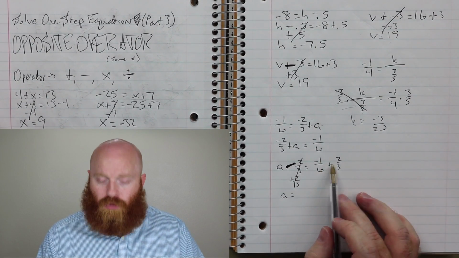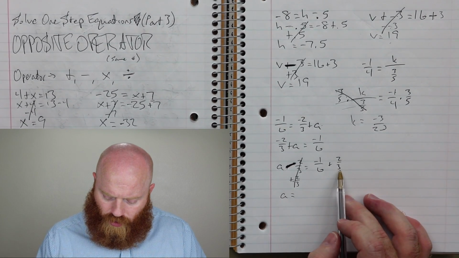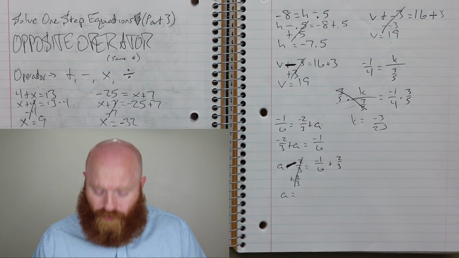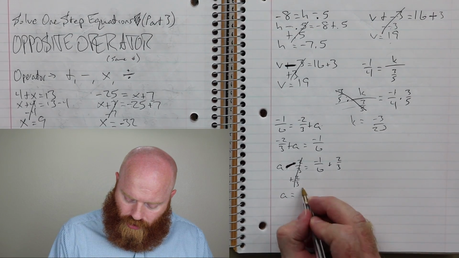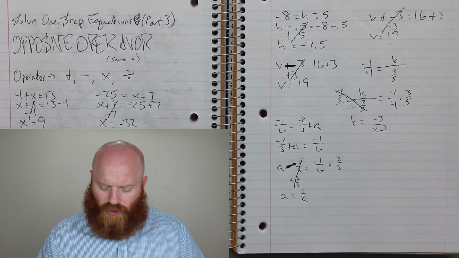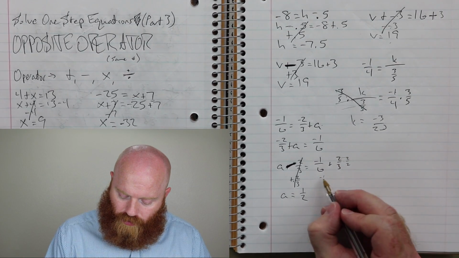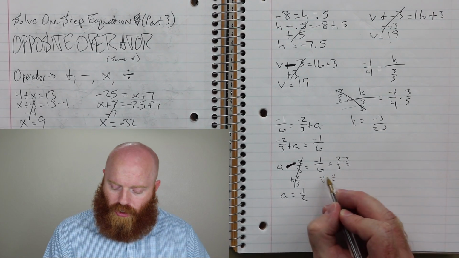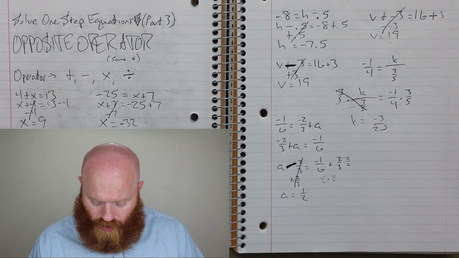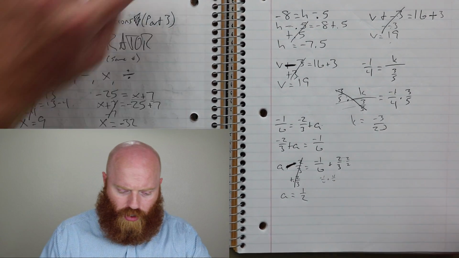And then -1/6 plus 2/3, that's going to be 1/2. -1/6 plus 2/3 is 1/2. Just really quick, you can times this by 2/2. That's going to be 4/6. So -1/6 plus 4/6 is 3/6, which simplifies to 1/2. So A equals 1/2. Okay, how about this one?